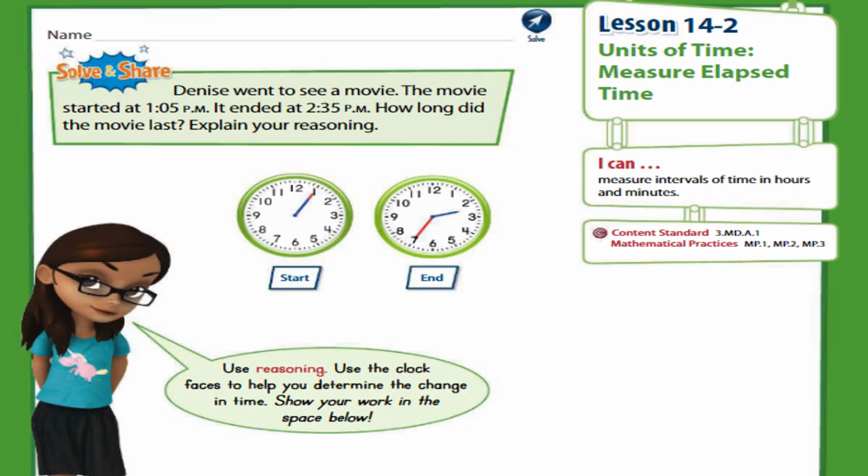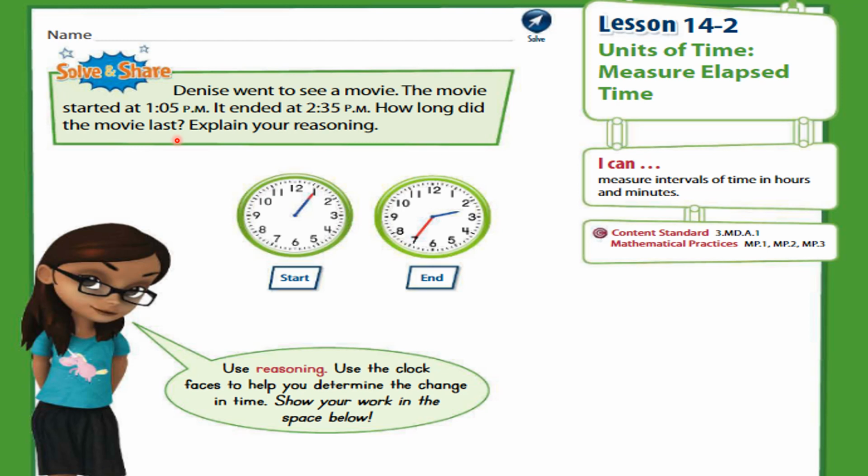Okay, lesson 14.2, units of time, measure elapsed time. What is the problem given? Denise went to see a movie. The movie started at 1:05 p.m. and it ended at 2:35 p.m. How long did the movie last? Explain your reasoning. So we have to find the elapsed time for the movie, or you can say we have to find how long the movie was. So quickly remind the three steps to find the elapsed time.